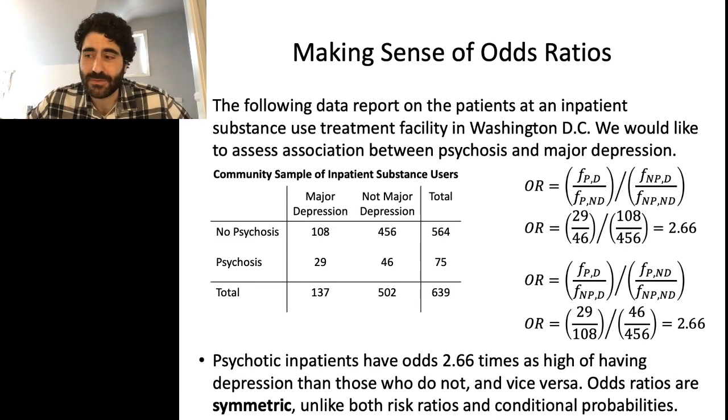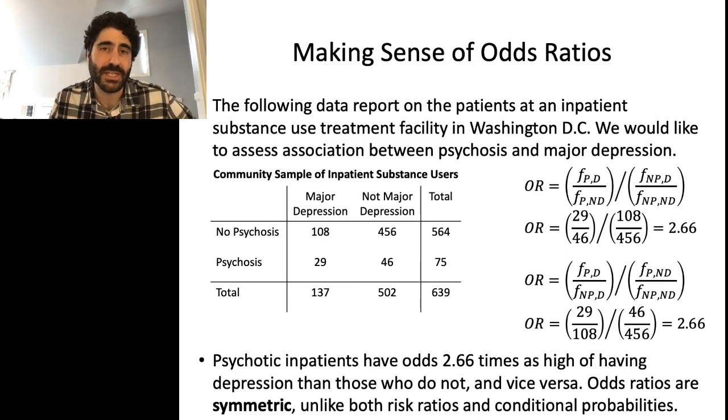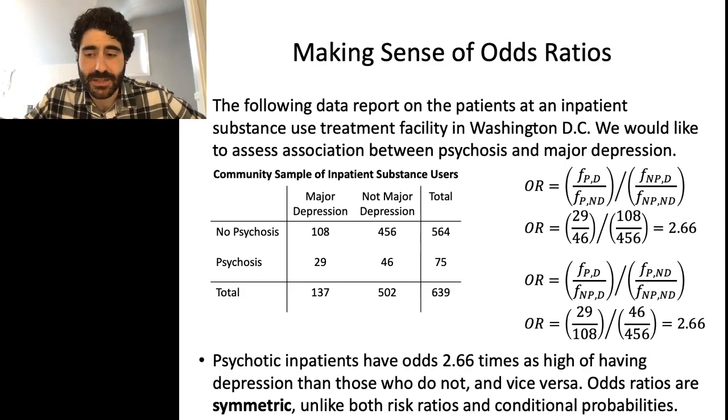And that's not true of risk ratios. For risk ratios, you have to specify one of these things as the groups and one of them as the hits, and that will give you different answers. That's also not generally true for conditional probabilities, which are not symmetric. The probability of A given B is not the same as B given A. So this is one nice thing about these odds ratios. Again, they're a slightly weird thing to interpret, but they're giving us a measure of how strongly related these two things are.